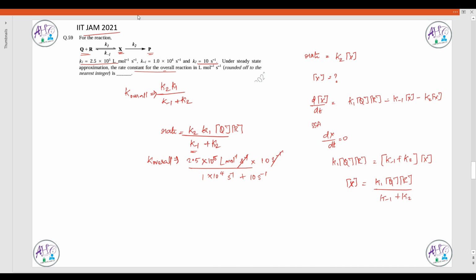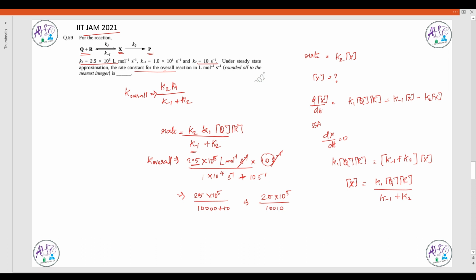Okay, so here they have given the values in plus. What you should not do is consider 10 power 5; rather, you have to literally add. So this is going to be around... sorry, here your 10 is going to multiply. So this is going to be your 25 into 10 power 5 divided by 10 power 4, which is nothing but 10,000, plus 10. So this is going to be your 25 into 10 power 5 by your 10,000 plus 10.